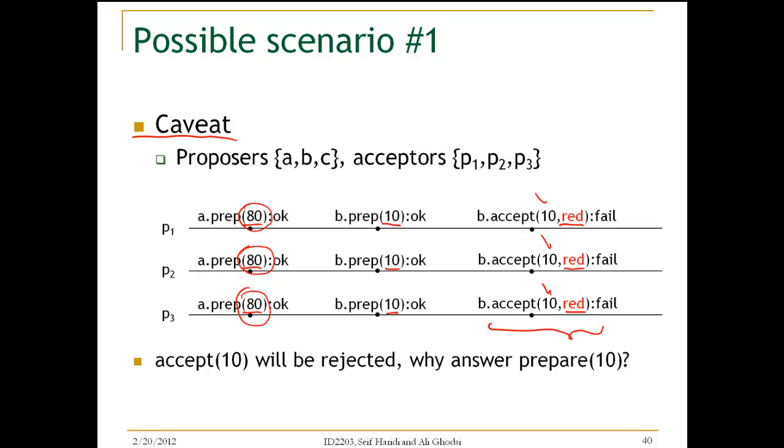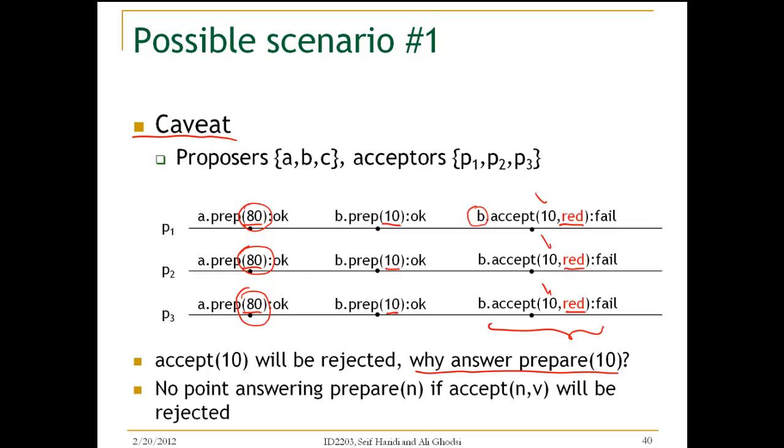So accept 10 will be rejected. One possible implementation is: why answer prepare 10? The acceptors could either just ignore prepare 10 or send a negative acknowledgement, saying we are not going to accept you. That will save the effort of proposer B, avoiding sending extra messages in the system. So there is no point in answering prepare N if the accept of proposal number N will be rejected anyway. Okay, so that is one observation.